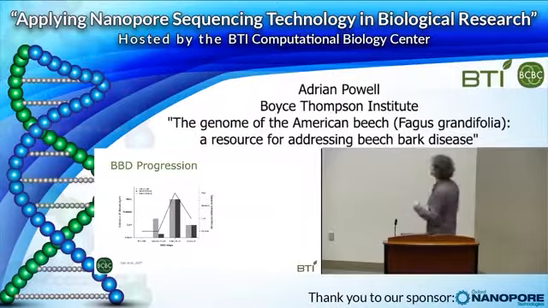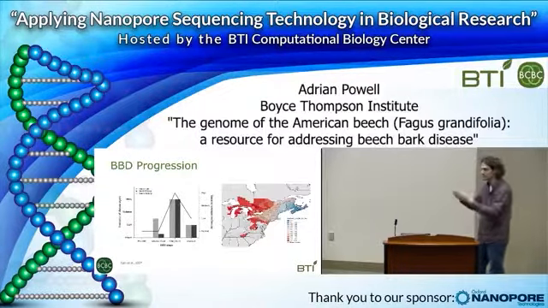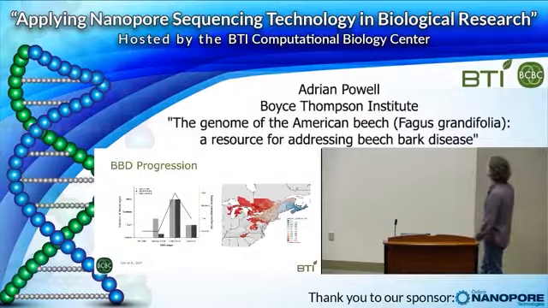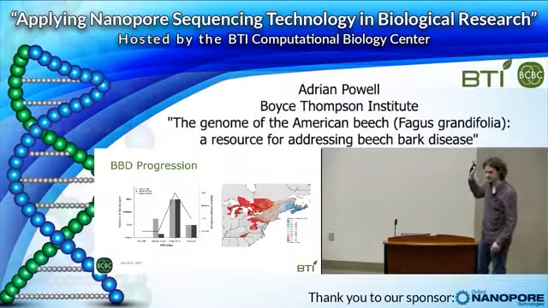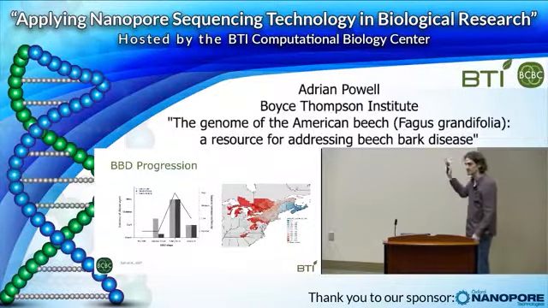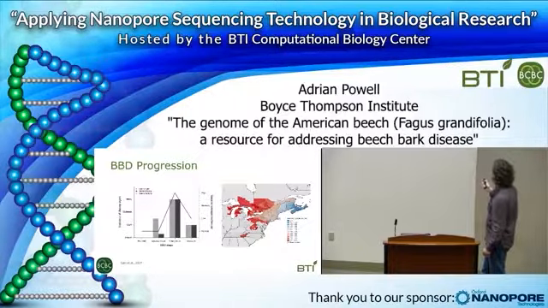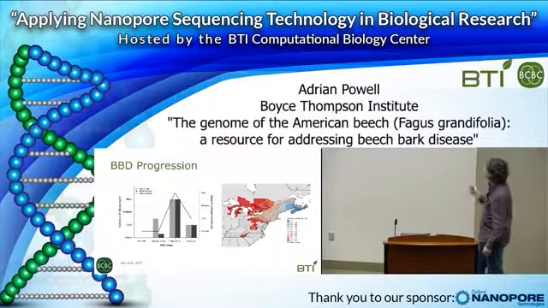So to give you a sense of the historical geographic progression of the disease, and this refers specifically to the beech scale insect component of that. It was introduced, it's believed to have been introduced in Halifax in around 1890.